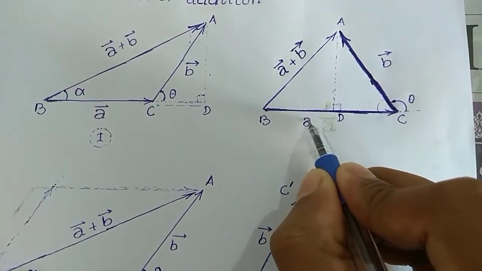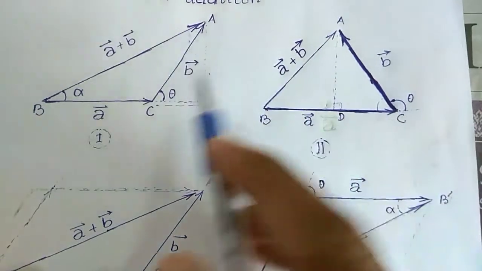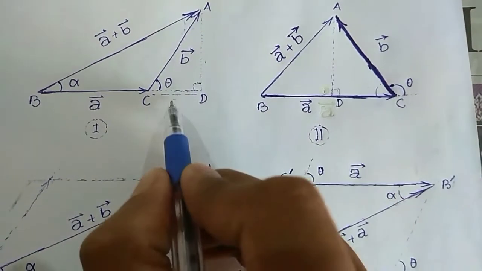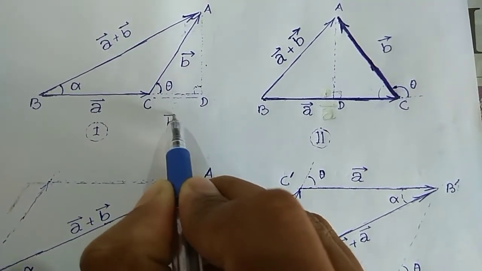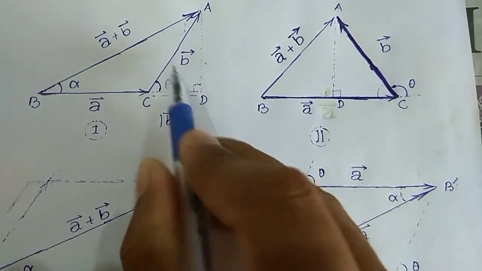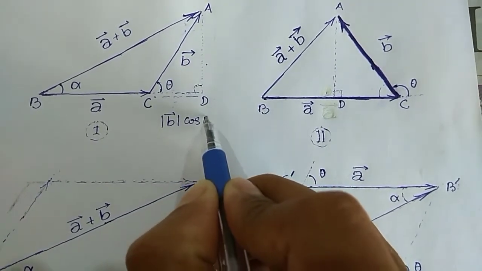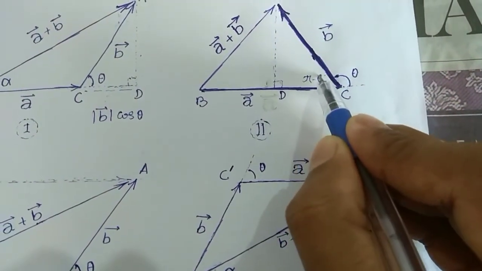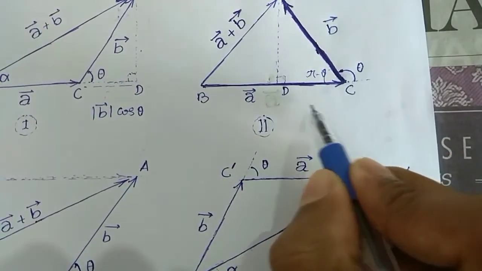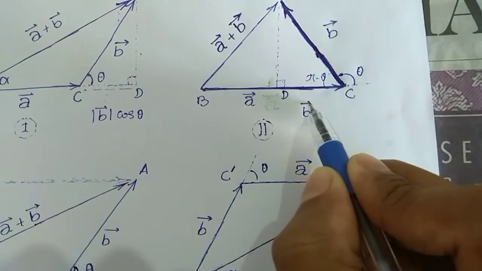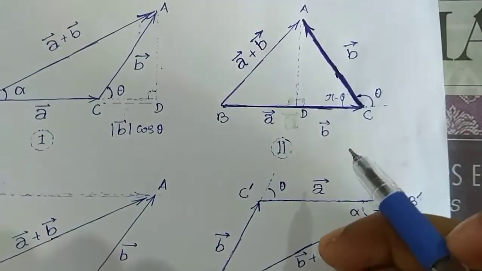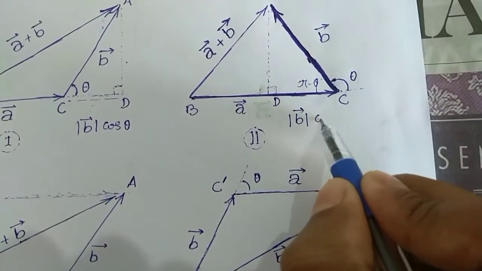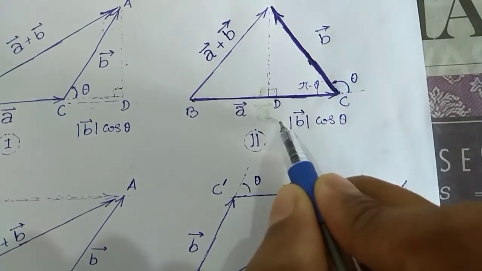It is a vector A. Clearly, CD is nothing but the modulus of B times the cosine of the angle theta. But in this figure the angle is pi minus theta. So CD will be the mod of B, in terms of vector B, because we know vector A and vector B and theta, times the cosine of this angle pi minus theta, which means the minus.